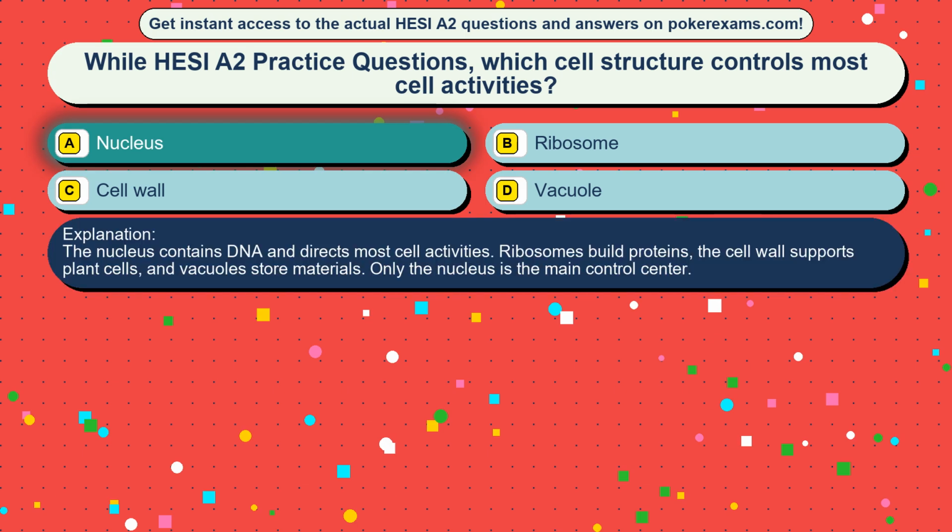The nucleus contains DNA and directs most cell activities. Ribosomes build proteins, the cell wall supports plant cells, and vacuoles store materials. Only the nucleus is the main control center. Question 38.